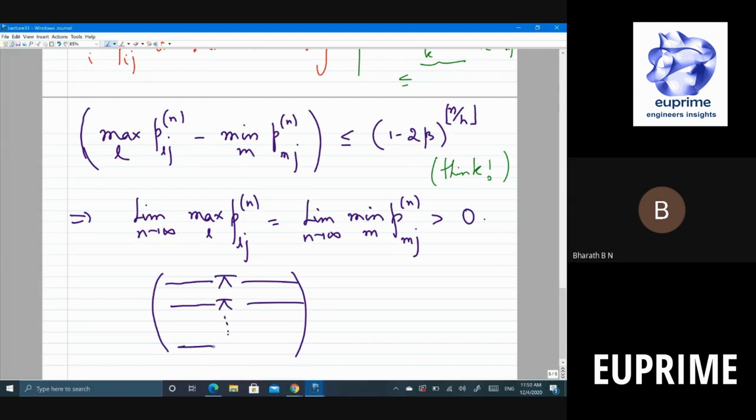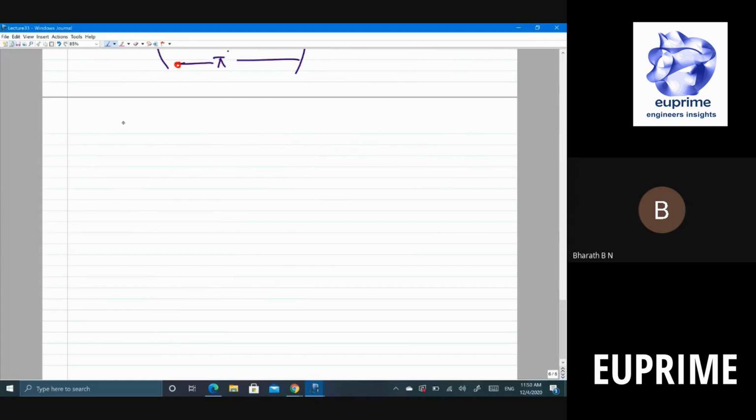And so on. All the vectors will be the same pi, because each entry along the rows is the same. That means the entire row vector will be the same. Is this fine? Okay.